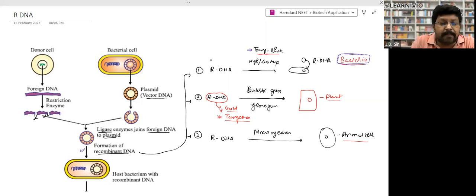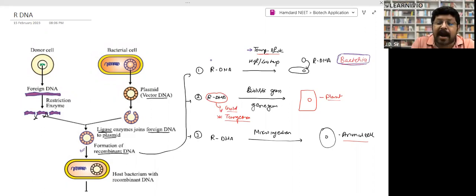The bacteria is kept inside a suspension where recombinant DNA is floating. With the help of this high and low temperature shock, the pores present in the bacterial wall open, and through those pores the recombinant DNA gets inserted. So to insert a recombinant DNA inside a bacterium, we use the technique of temperature shock. Clear?